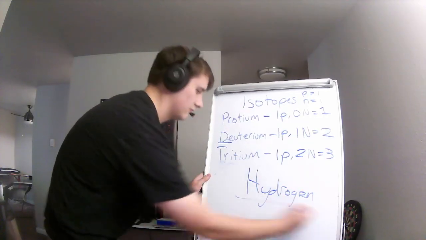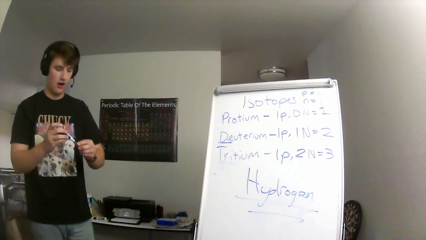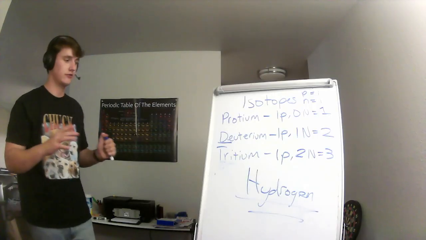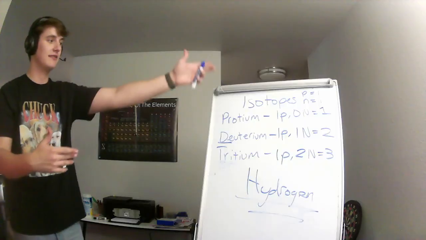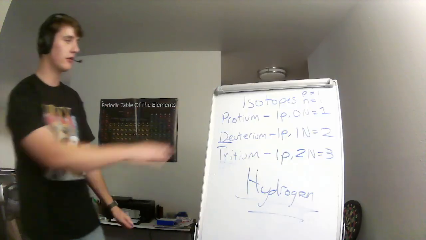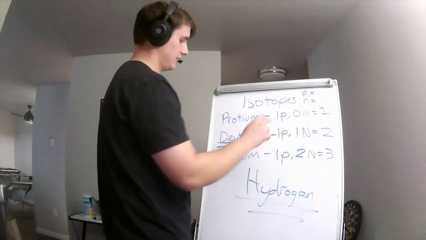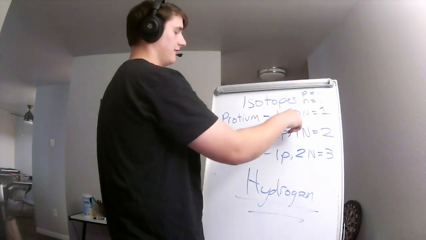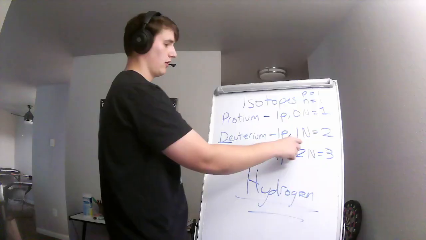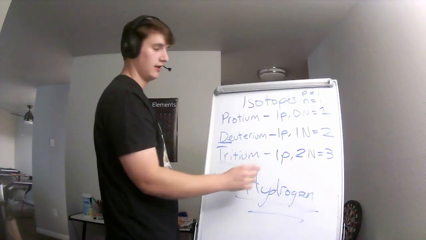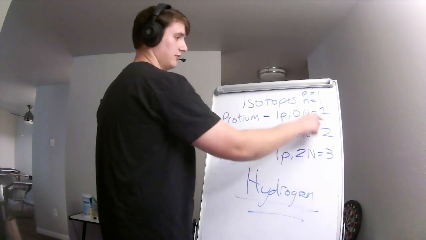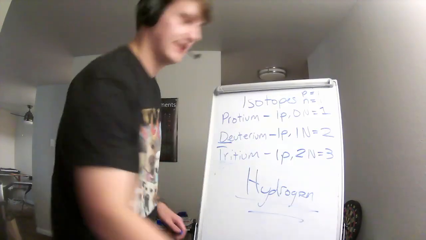Now, I can't stress enough, these are all hydrogen. Oh, my marker's cooked. These are all hydrogen. They're just different variations because they have different numbers of neutrons. Okay, protium is going to have 1 proton, just like deuterium and tritium, but instead of 0 neutrons, deuterium is going to have 1, and tritium is going to have 2. Gives them an atomic mass of 1, 2, and 3. Okay, we'll do a different example.